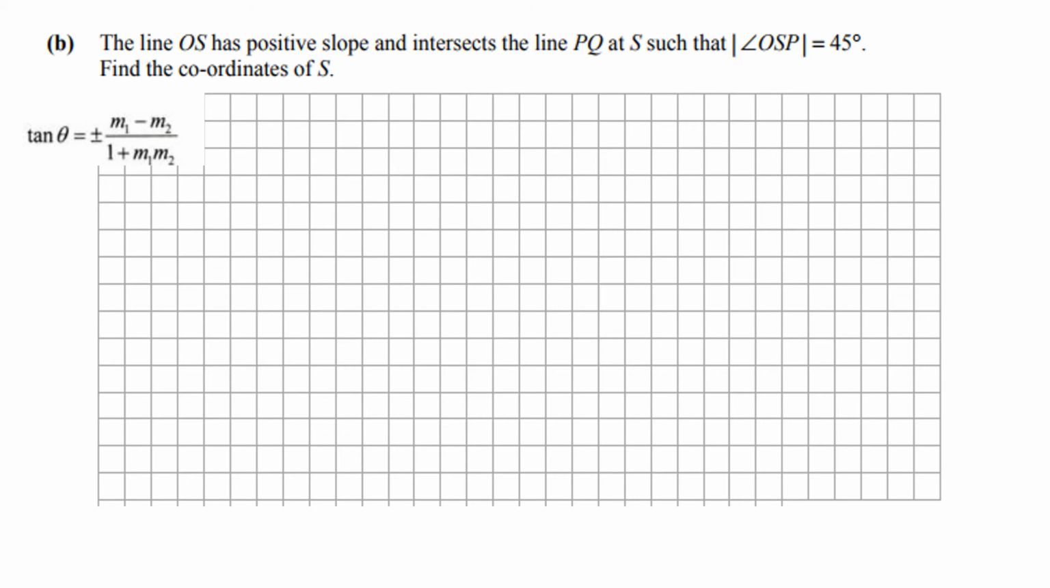So the two lines we're talking about here are the line OS and the line PQ. Now, given that we don't know what S is and the question is asking us to find the coordinates of S, we can say M1 is the slope of OS, and we're just going to let that equal M. We don't know what it is, we'll just let the letter M stand for that. So M2 is equal to the slope of PQ.